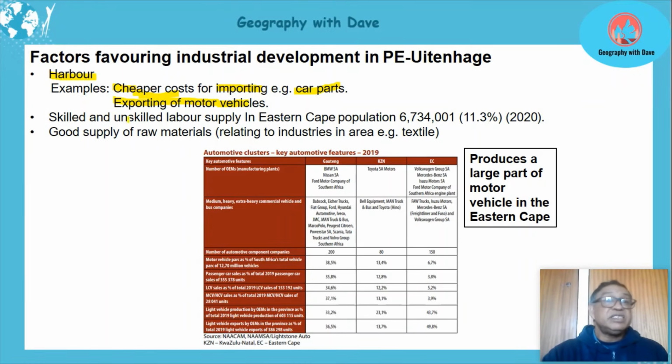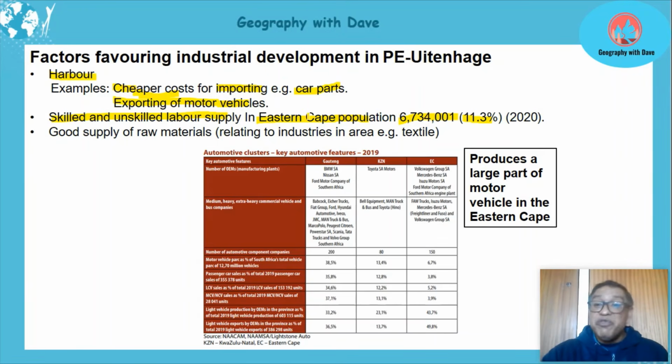Of course, there is skilled and unskilled labor available. The Eastern Cape has a population of 6,734,001, which is 11.3%. So remember, I'm talking Eastern Cape.